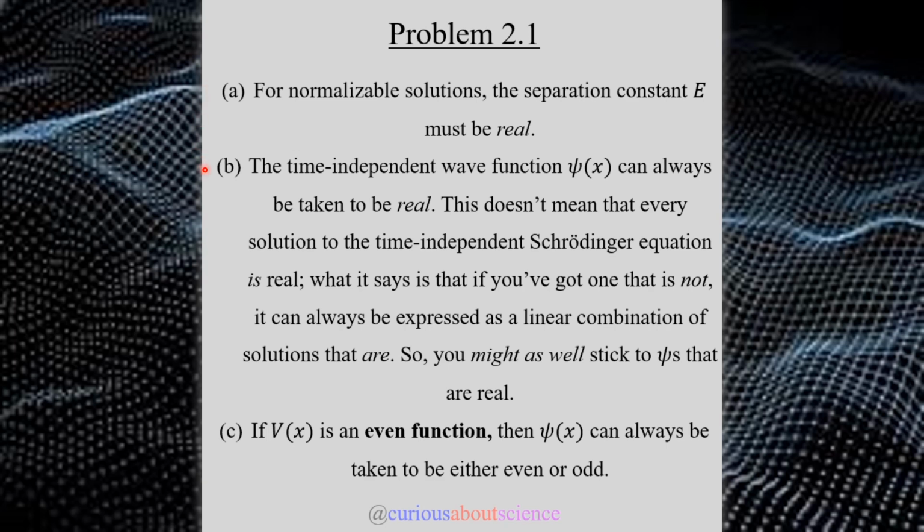Part B, the time-independent wave function, lowercase psi of x, can always be taken to be real. This doesn't mean that every solution to the time-independent Schrödinger equation is real. What it says is that if you've got one that is not, it can always be expressed as a linear combination of solutions that are. So you might as well stick to the ones that are real, and we'll show an example of how to work with this. Linear combinations are a staple in the differential equation solution space.